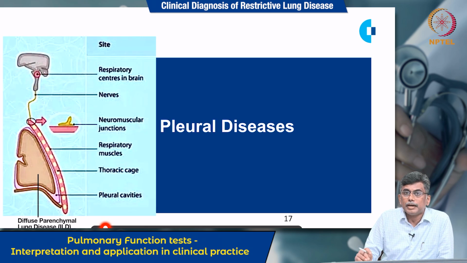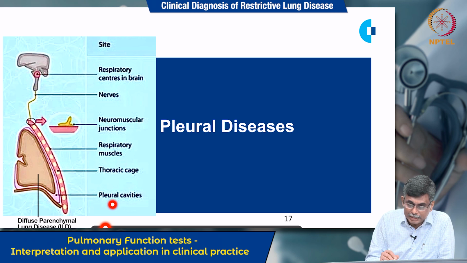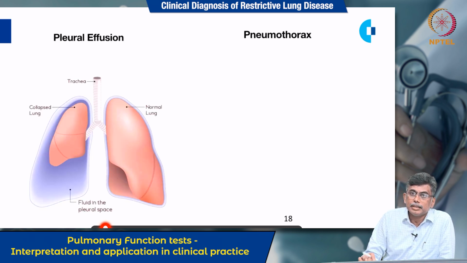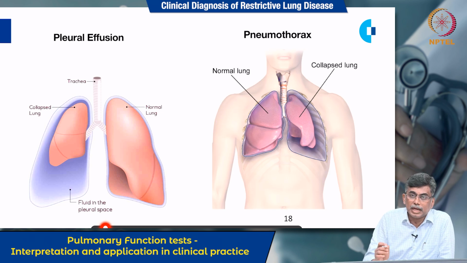Now we will come to the diseases which come under the pleural cavity, that is, we have finished parenchymal, now pleural cavity. The two main pleural diseases are pleural effusion and pneumothorax. Pleural effusion, as you all know, is excess collection of fluid in the pleural cavity. Because of that, the lung is collapsed and can't expand. Pneumothorax is air in the pleural cavity, and here also the lung is collapsed and it can't expand.